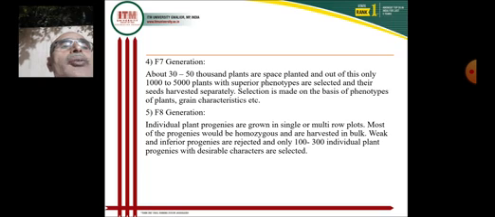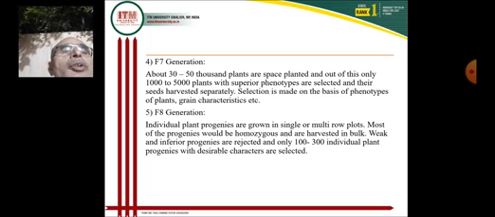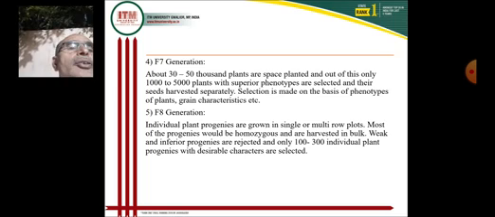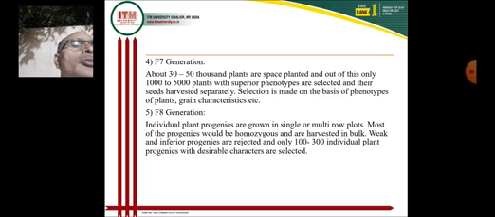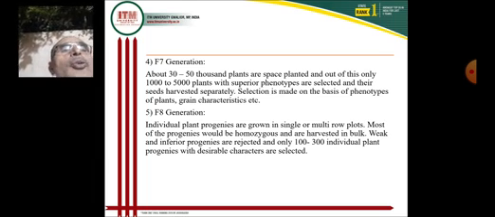In F8 generation, individual plant progenies are grown in single or multi-row plots. Most of the progenies would be homozygous and are harvested in bulk. Weak and inferior progenies are rejected, and only 100 to 300 individual plant progenies with the desirable character are selected.